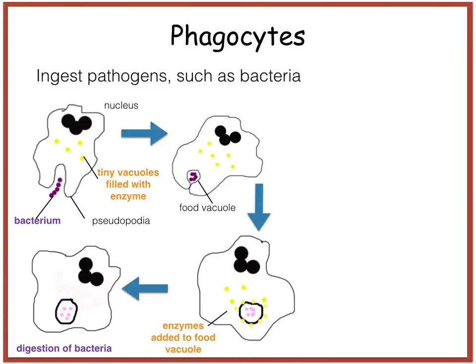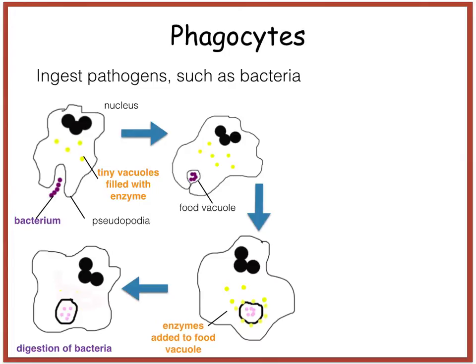So let's have a look at phagocytosis. Notice how the phagocyte has got tiny vacuoles, which I've colored in yellow in this diagram, and these are filled with enzymes. So the first step in phagocytosis is that the phagocyte comes into contact with the pathogen. It then extends its cytoplasmic arms, which we call pseudopodia, around the pathogen. The pathogen then becomes part of what we call a food vacuole inside the phagocyte.